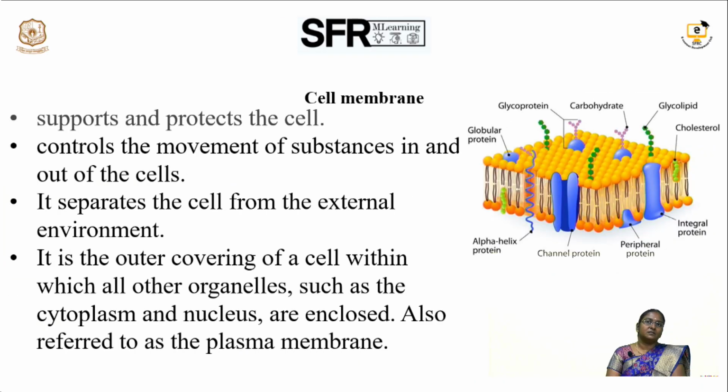Cell membrane. The cell membrane gives support and protects the cell from various damages, and it is found next to the cell wall. This cell membrane is also called the plasma membrane. It separates the internal structure, that is the cell organelles, from the external environment. It is the outermost covering of the cell within which all the cell organelles like cytoplasm, nucleus, mitochondria, endoplasmic reticulum are found. So it is often referred to as the plasma membrane.